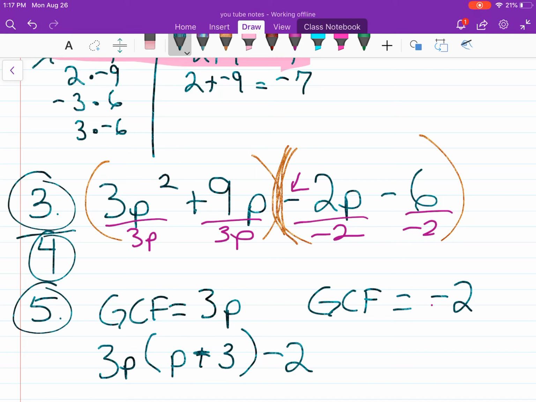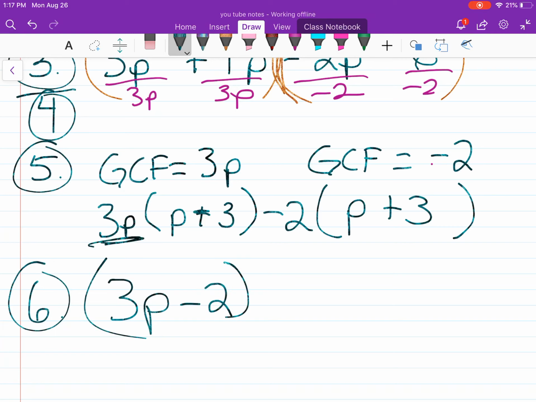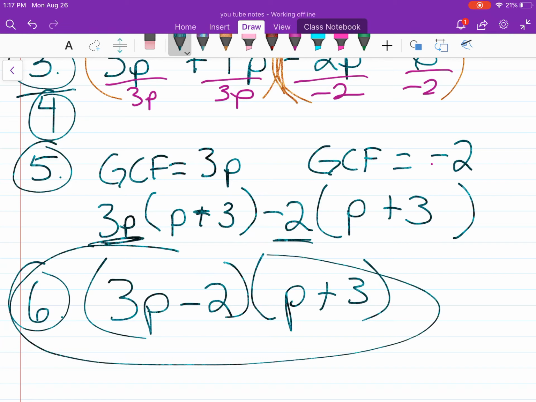Pull out that negative 2. What am I left with? Negative 2 goes into negative 2p, p times. Negative 2 goes into negative 6, a positive 3 times. And there's my answer. Take my GCFs, put them together, and then one set of those twins. And I am finished.